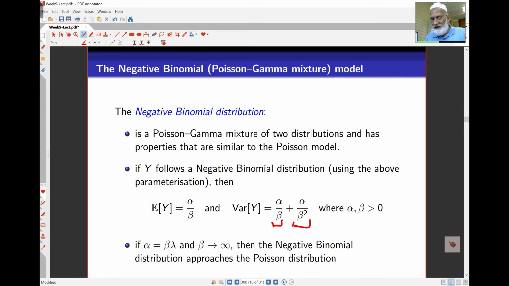Now, if I put alpha equal to beta lambda, and if beta goes to infinity, then the negative binomial distribution approaches the Poisson distribution. If I put alpha as beta lambda, you can find the betas cancelling off over here. When beta goes to infinity, the extra term goes to 0, and I'm left simply with this lambda as our variance. And the same for the mean, which becomes lambda as well if I put alpha as lambda beta.